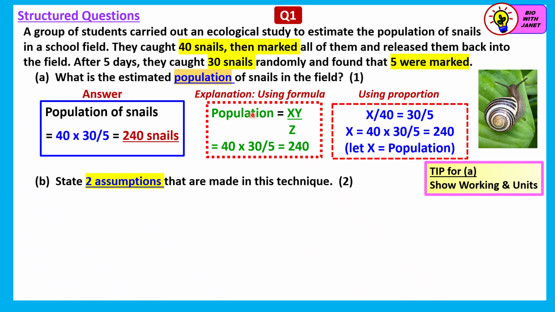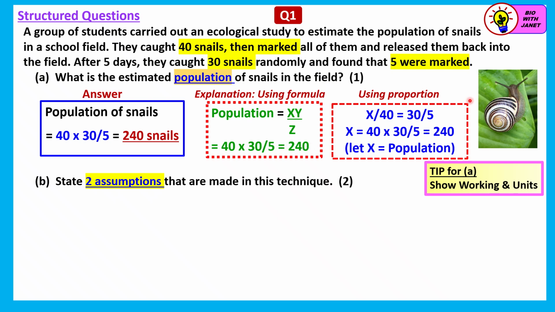If you use the formula straight away, then it will be x times y over z, or p times q over r. Let's say I use x. So x is the number of snails in the first capture that were all marked, and that is 40 snails. Then y is the total number of snails in the second capture, which is 30 snails, and 5 were marked. So 5 is z. So 40 times 30 over 5, and the answer is 240.